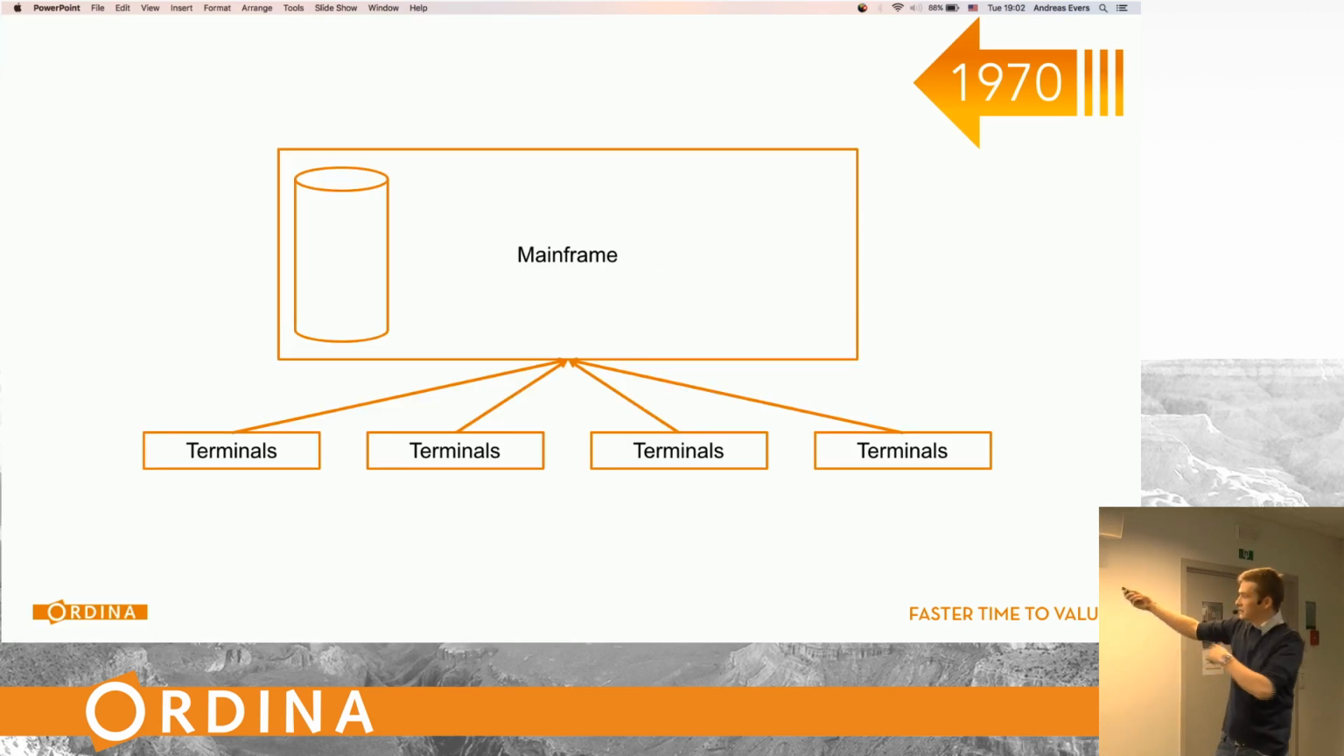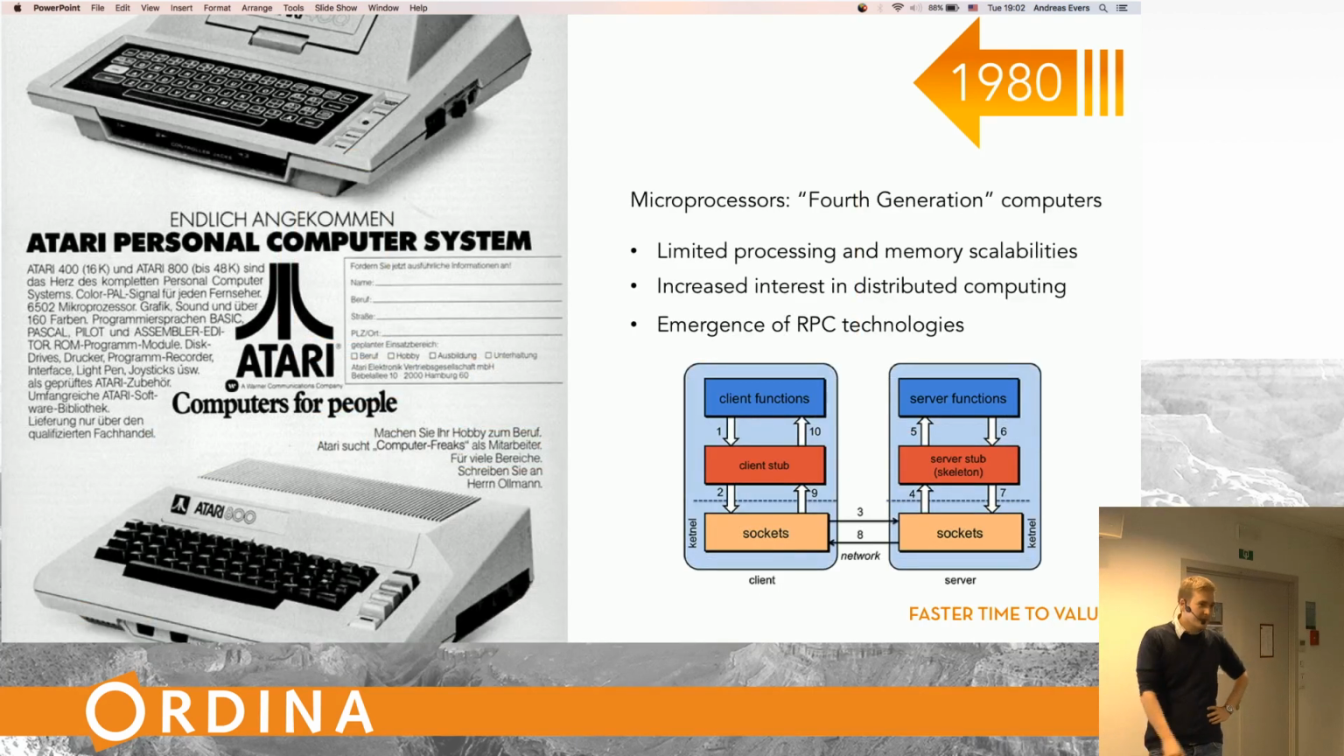Wait, yeah, so this is the kind of boxes and arrows diagram. I have a lot of boxes and arrows in this presentation, so get used to it. This is the first one. It's pretty simple, right? It has a mainframe, some data store in there, and you have some thin clients that could connect to it. Okay, so 1980, the rise of the microprocessors.